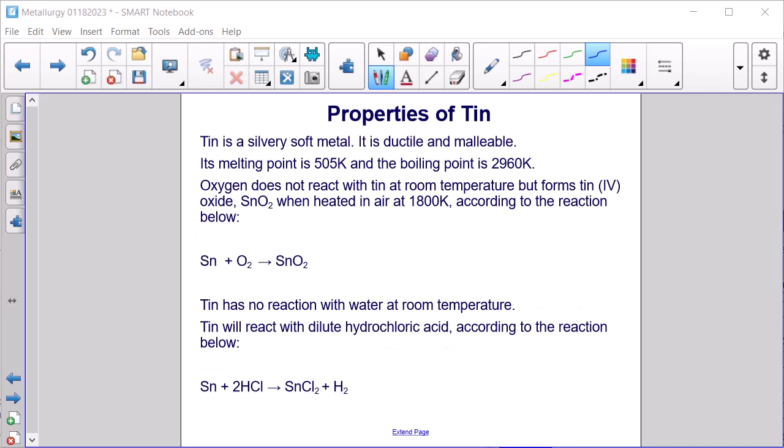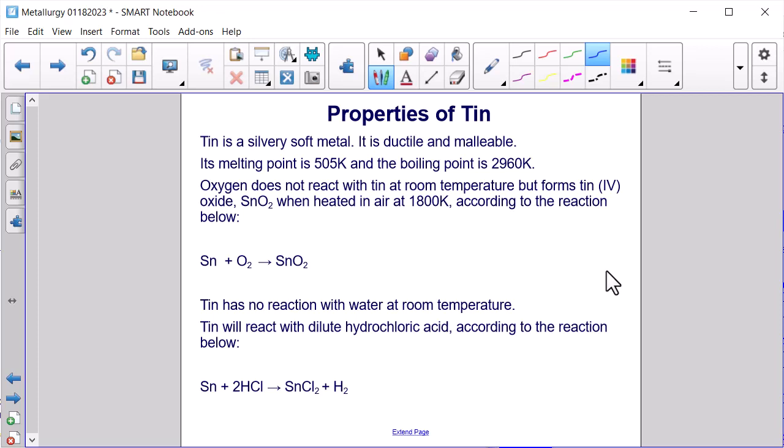Properties of tin. Tin is a silvery soft metal. It is ductile and malleable. Its melting point is 505 Kelvin, and the boiling point is 2,960 Kelvin. Oxygen does not react with tin at room temperature, but forms tin-4 oxide, SnO2, when heated in air at 1,800 Kelvin, according to the reaction here. Tin has no reaction with water at room temperature.